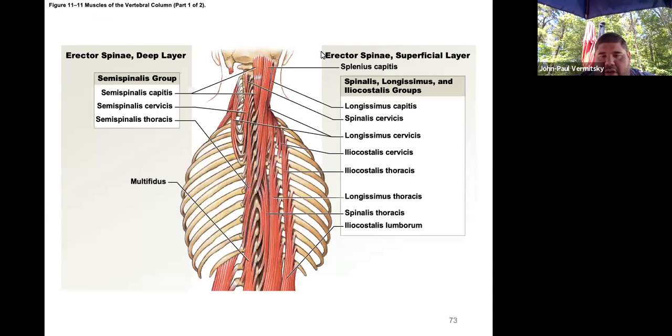So looking here, again, if you look at the erector spinae muscles here, you have the spinalis, longissimus, and iliocostalis. And then deep layer, you have the semispinalis group, okay? Which is going to be here, here, and here, okay? But your others are here, here, and here. Okay, these are all part of the erector spinae muscles, and when they contract, you're going to sort of sit up at attention.